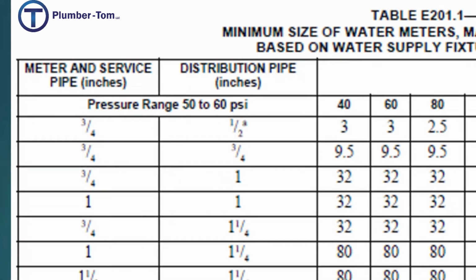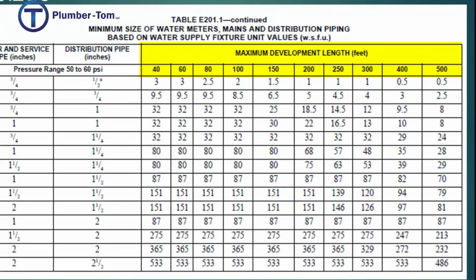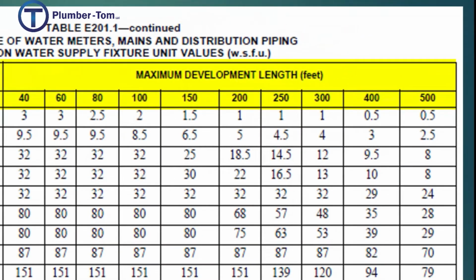Once you know which table you're using, then we move on to maximum developed length. We take the developed length that we calculated and come across the top row and find which column matches closest to what we're dealing with. Now you'd always want to use a column that is greater than or equal to your number. So for example, if I have a 95-foot developed length, I don't want to use the 80-foot column, I'd want to use the 100. I'm a little less than 100, but I'm in.